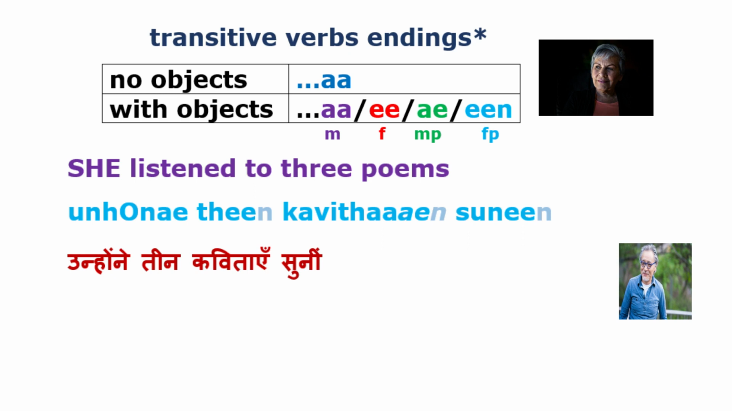The next one is how to say she played. Usne khela. And because there is no object there, it is always the sound a. Usne khela.